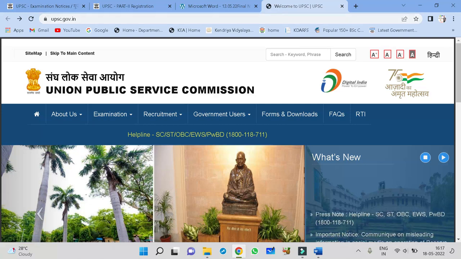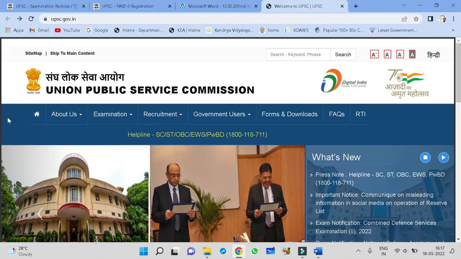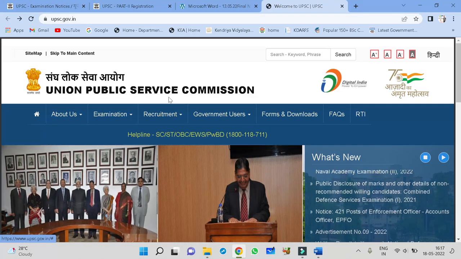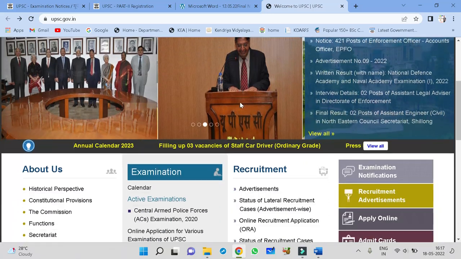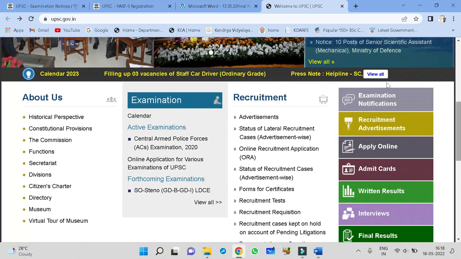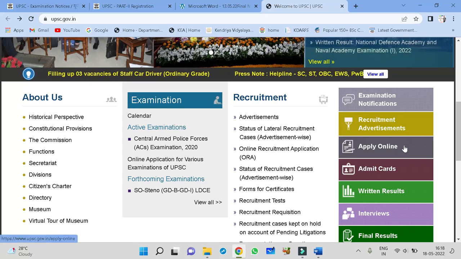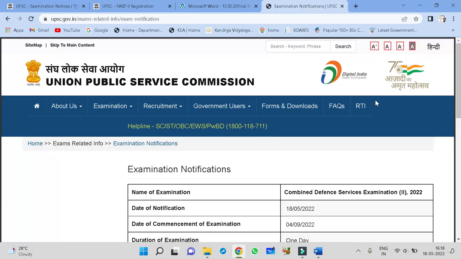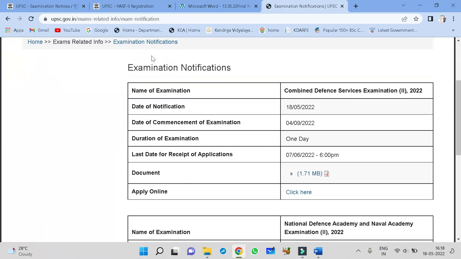There you have to click upsc.gov.in, the official website of UPSC, Union Public Service Commission. If you go down, at the right corner you can see examination, recruitment, advertisement, apply online, admit cards and all. Just press examination notification. The first one is the name of the examination, Combined Defense Service Exam, CDS. This is for degree students, not PUC students. PUC means class 12 students. It is not for class 12, it is for degree students.